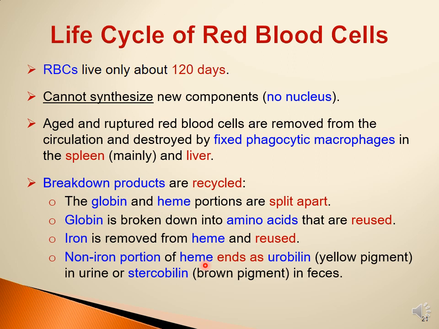It will be metabolized. It will go through several steps of metabolism and finally will reach urine in the form of urobilin. And this is partially responsible for the yellow color of the urine, or it ends as stercobilin in feces, which also contributes to the brown pigment of the fecal material.